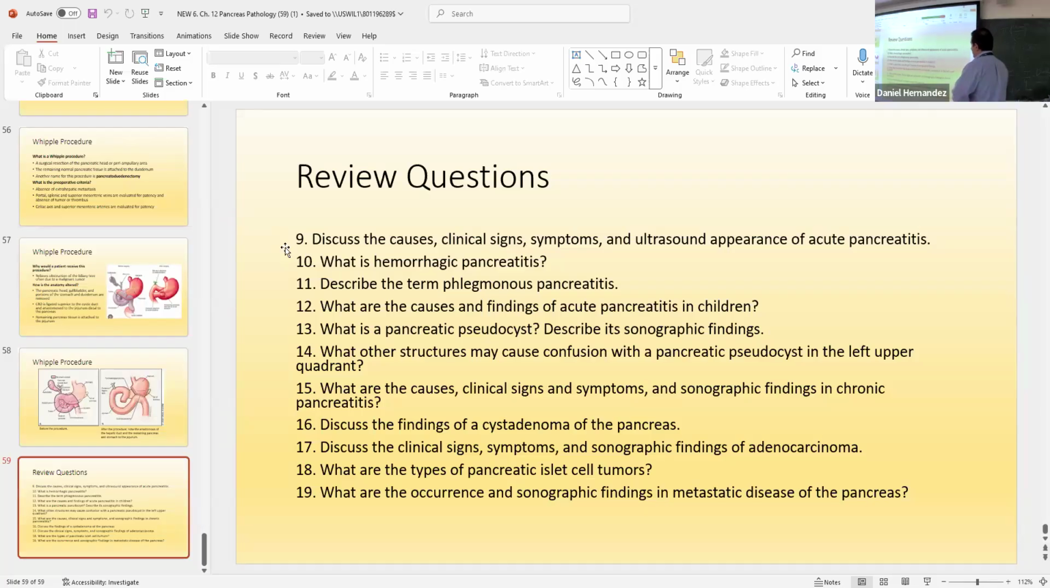What are the causes and findings of acute pancreatitis in children? We discussed that. In children, acute pancreatitis might be a result of some of those conditions, like autosomal dominant cystic disease or von Hippel-Lindau disease, which could result in pancreatitis in children. Cystic fibrosis, so definitely put cystic fibrosis in there as a primary cause. Actually, cystic fibrosis is probably the best example.